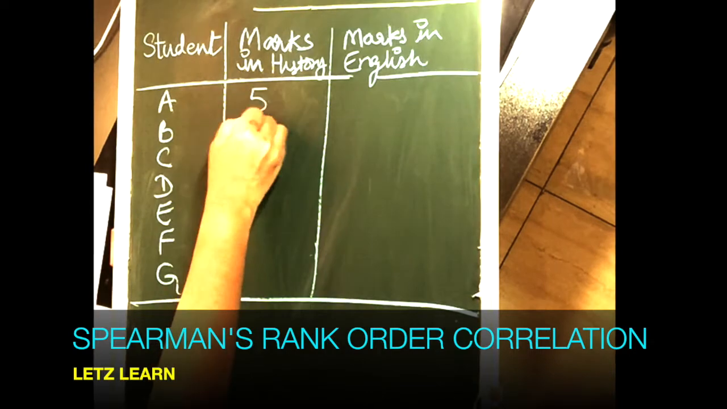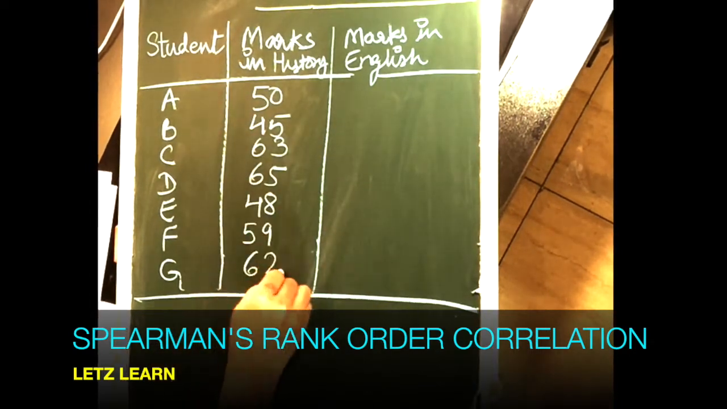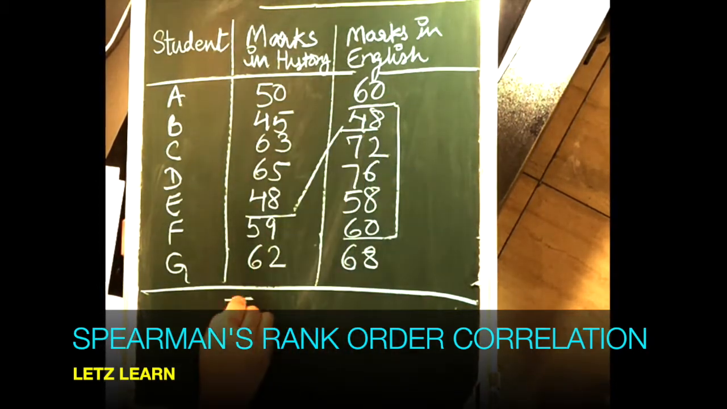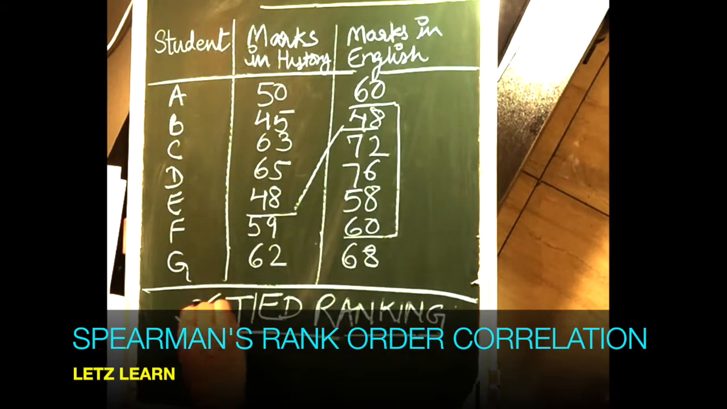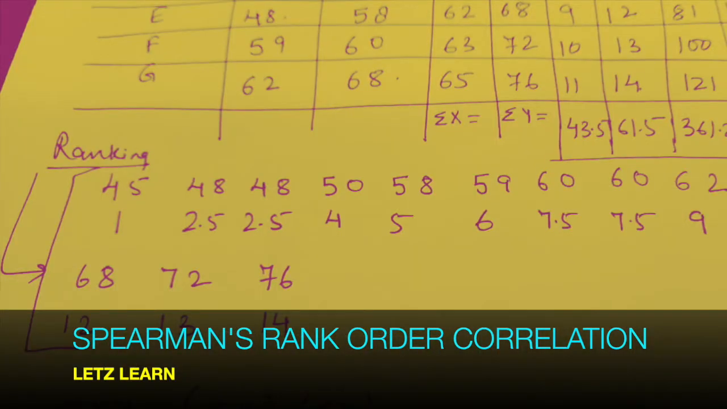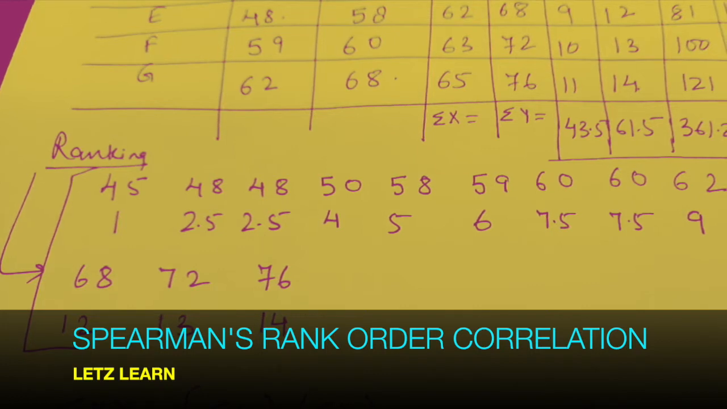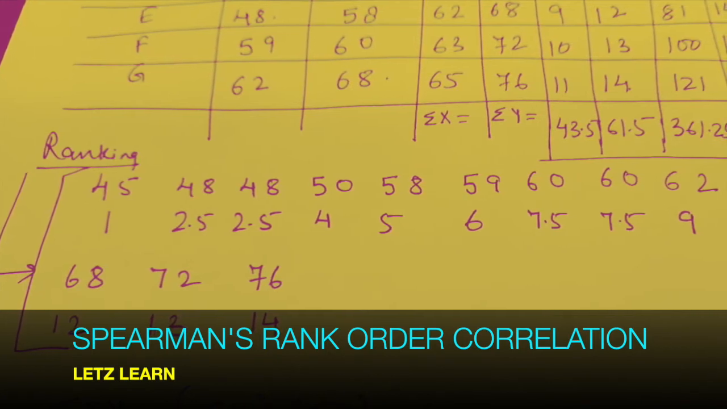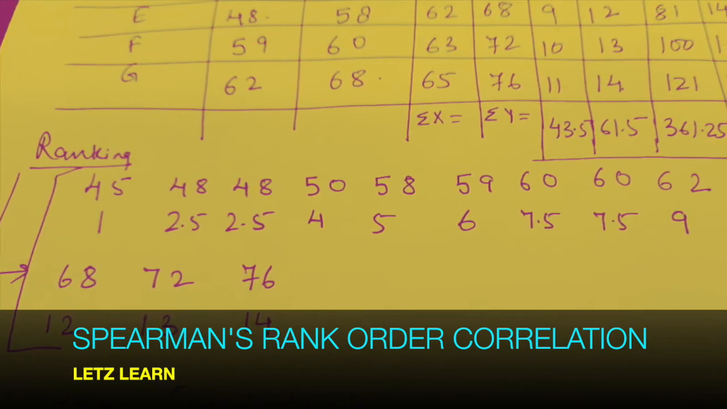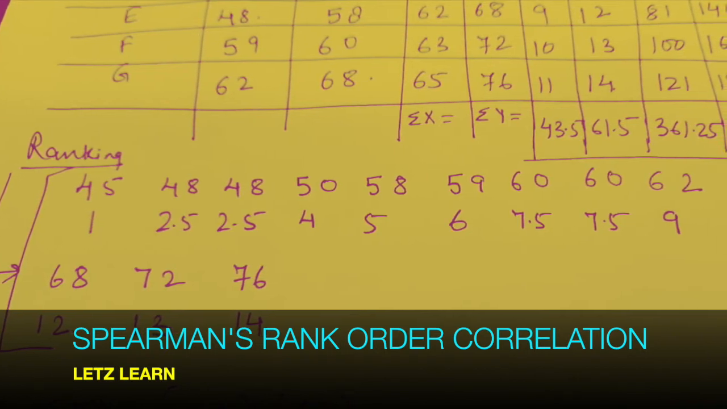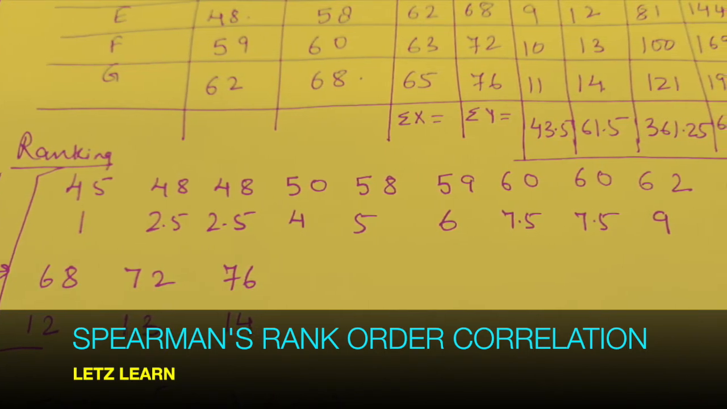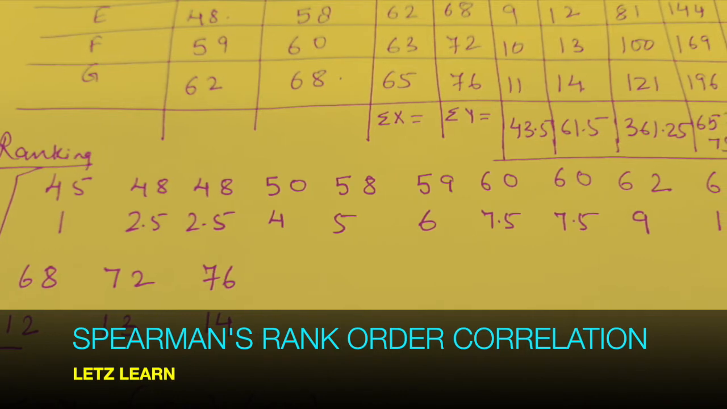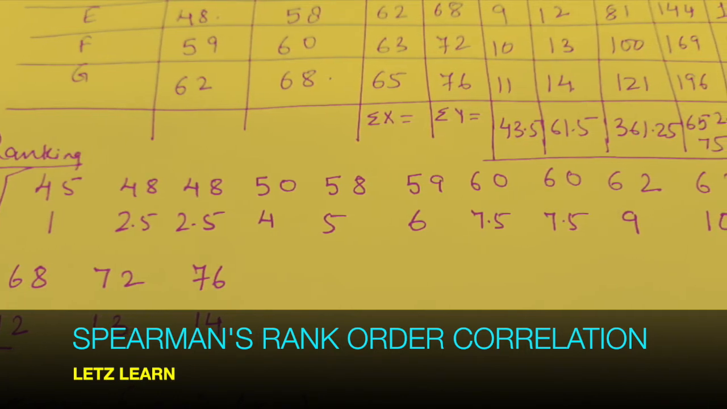Let's try to understand the data that is given here. We saw that there are two variables where we have the same marks, so we will use the tied ranking method for these. Let's first understand how to do the ranking. I have written all the values in ascending order. 45 is the first ranking, then 48 takes ranks 2 and 3, so the first 48 will be 2 and the second 48 will be 3.